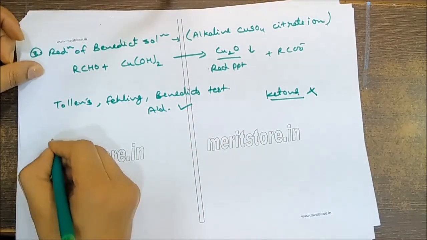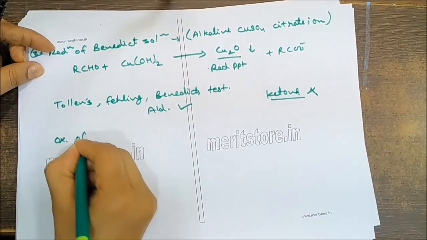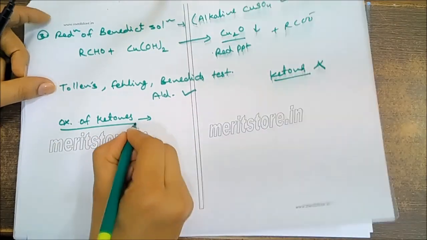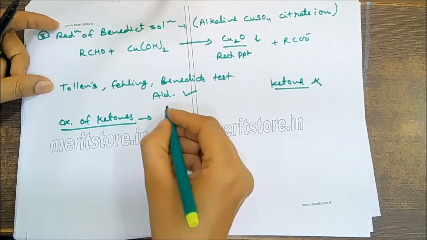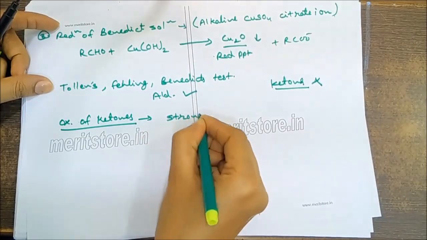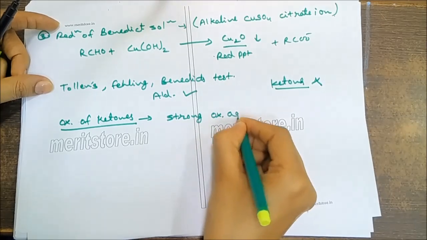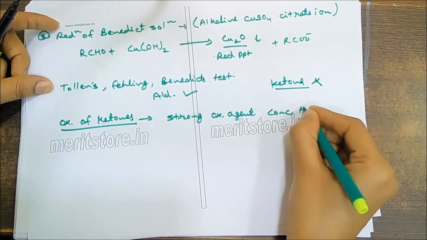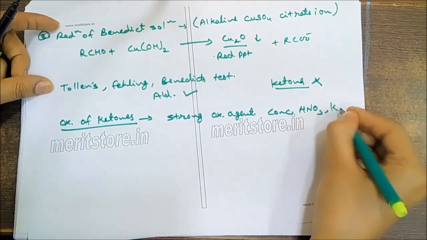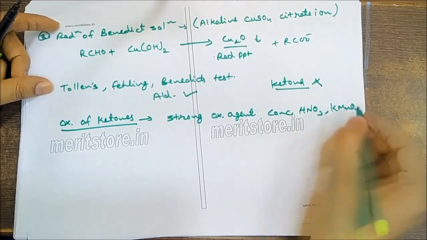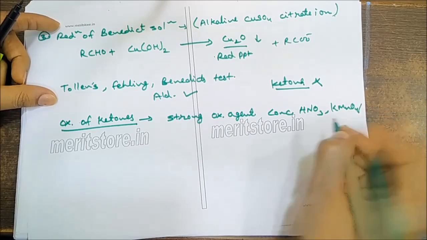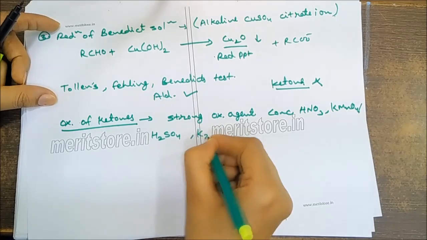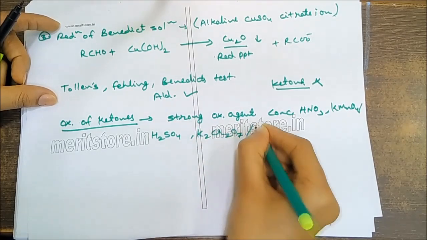Now we'll see the oxidation of ketones. For oxidation of ketones, we need strong oxidizing agent. What are strong oxidizing agents? Concentrated nitric acid, potassium permanganate with H2SO4, or potassium dichromate with H2SO4.